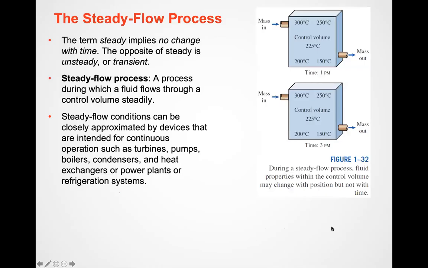When we're looking at thermodynamic problems, for the first 5 chapters of the book, we're going to be looking at problems that are operating in steady state. So when we're looking at steady state or steady flow processes, we're looking at systems that have no change with time. They're not a dynamic system. They're not transient. If we look at a system at 1 p.m. or we look at a system at 3 p.m., it's going to be the same system. So a process during which fluid flows through a control volume steadily. Your mass coming in is equal to your mass coming out. It is steady flow.